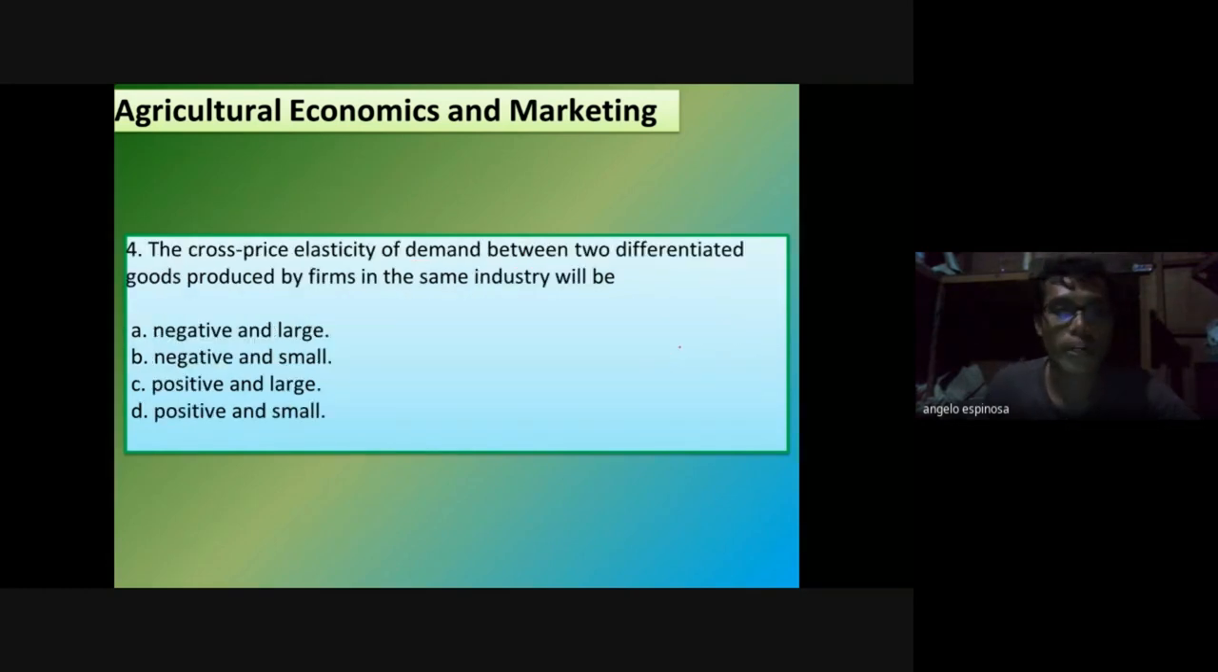Number four, the cross price elasticity of demand between two differentiated goods produced by firms in the same industry will be. Between two differentiated goods, hindi magkaparehas, magkaiba ang kanilang forma, pero they are in the same industry, that is being positive. So, what do you mean by that goods? That is a substitute goods. So that is positive and large.